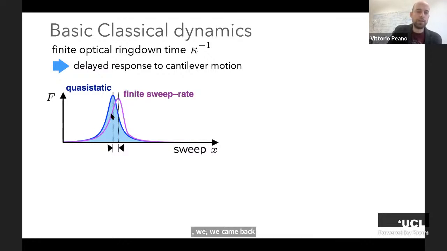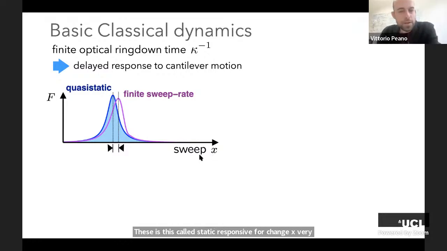But now imagine that this is the quasi-static response if I change X very slowly. Now imagine that I start to change X more quickly. Then what will happen is that I don't have time to decay to the steady state. If I start with a small amplitude and the amplitude is increasing, I will always have less, since I do not adapt quickly enough, I will have a smaller number of circulating photons inside the cavity than the stationary state.